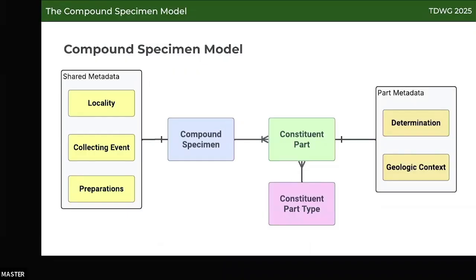And in here, on the left-hand side, you have the shared metadata about all parts. Same locality, same collecting event, preparations all connect to the object. Very straightforward. Where it starts to deviate is on the right side, where each part has its own determination and may have a separate geologic context. You might have a specimen at the KT boundary that has a formation on top and a formation on the bottom, two formations, one object. In that case, you have two geologic contexts in a single object.